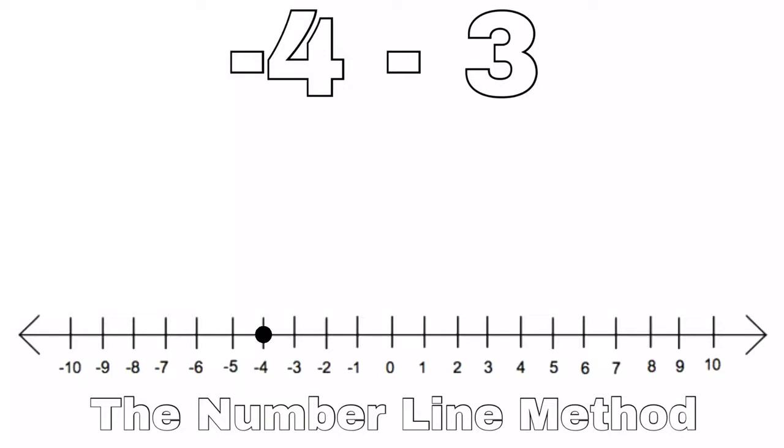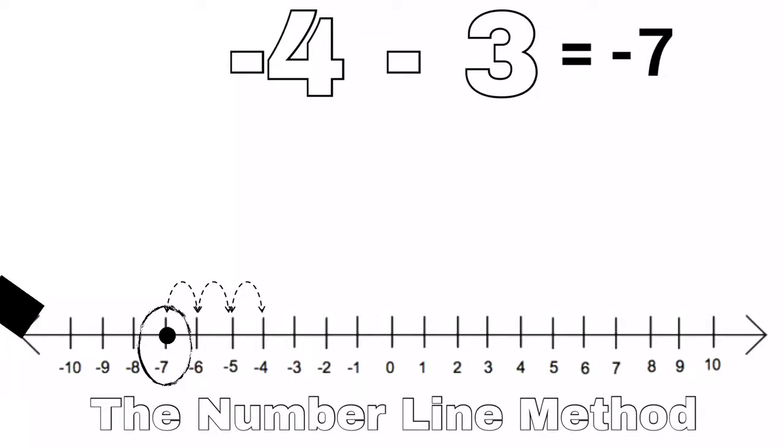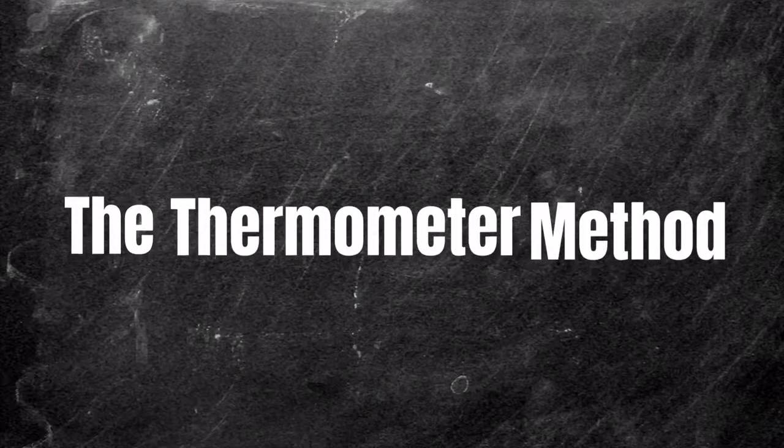I kind of call it bunny hopping. So if I start at -4 and I'm asked to take away 3, I'm going to simply jump 1, jump 2, jump 3. That is going to land me at -7, which is the answer to this problem. So some of you might like thinking about subtraction on a number line.